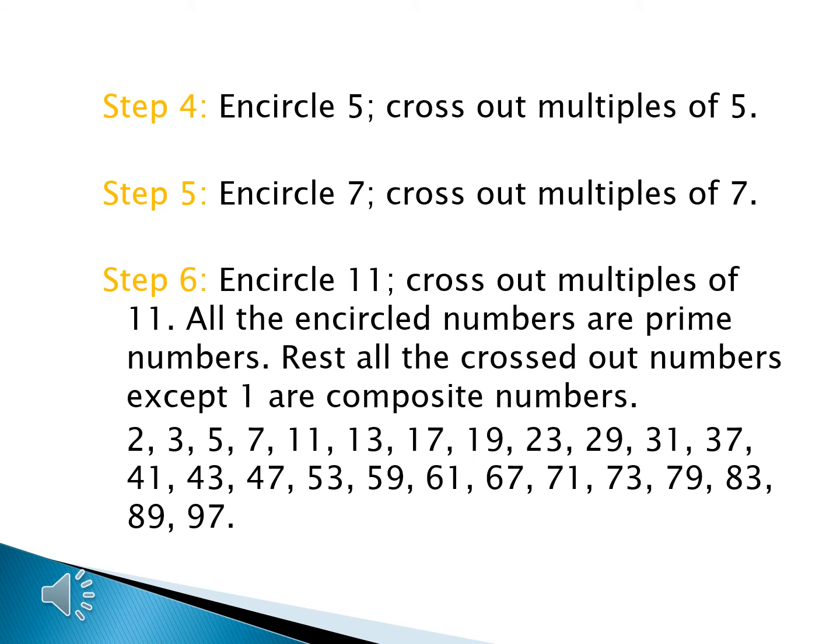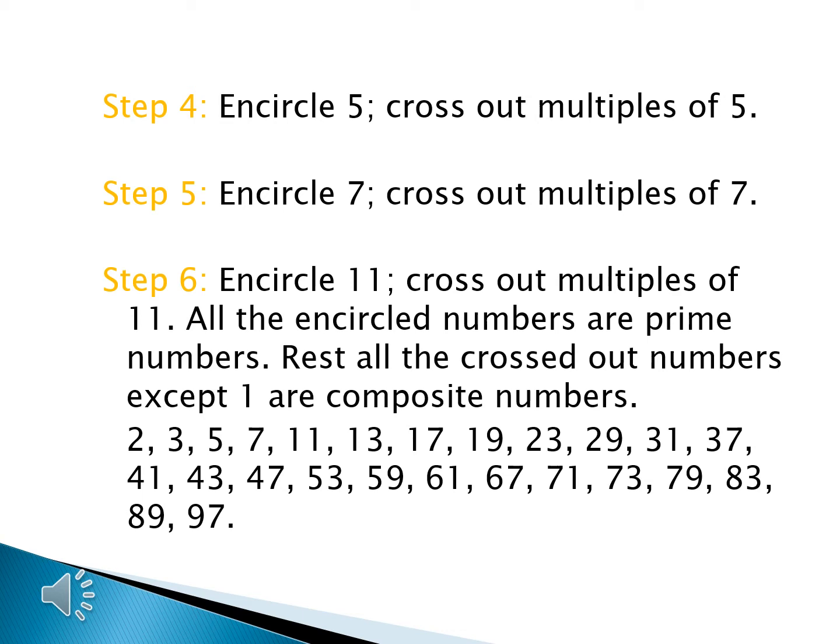Step 4. Encircle 5. Cross out the multiples of 5. Step 5. Encircle 7. Cross out the multiples of 7. Step 6. Encircle 11. Cross out multiples of 11. Now all the encircled numbers are prime numbers. Rest all the crossed numbers except 1 are composite numbers.